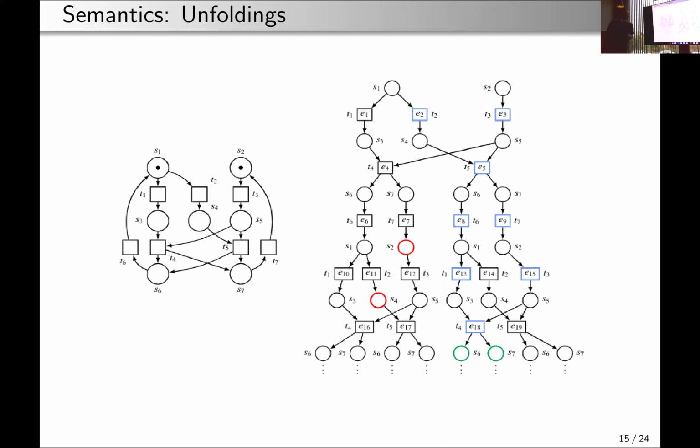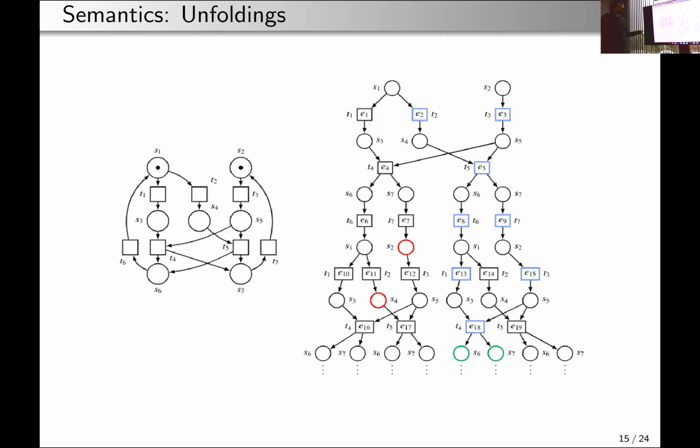Is a state a maximal conflict-free antichain, or a maximal antichain which happens to be conflict-free? No, a maximal conflict-free antichain. So like S2 and S4, that's an antichain, and you cannot extend it without adding conflict, okay. So you're good.